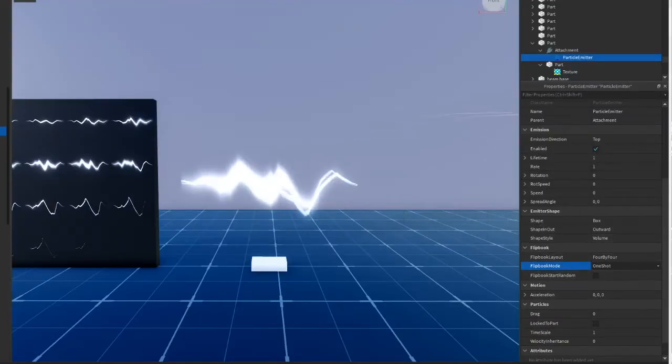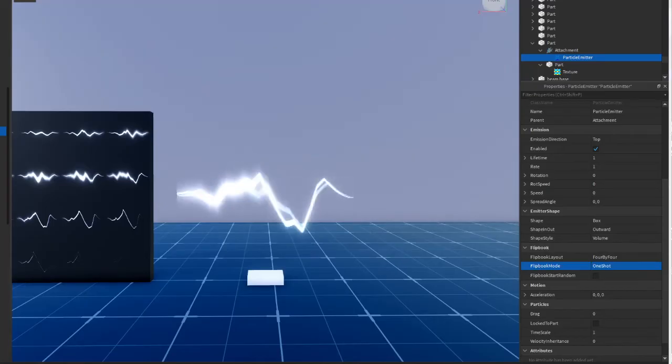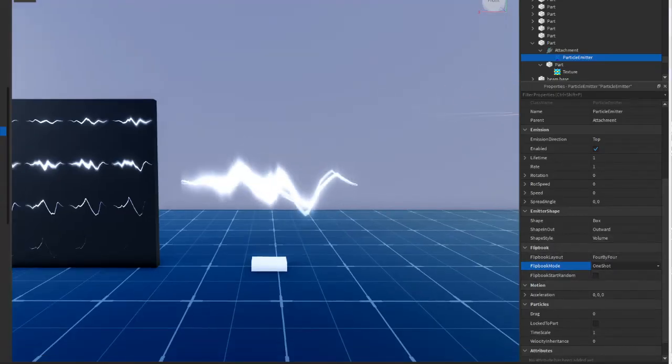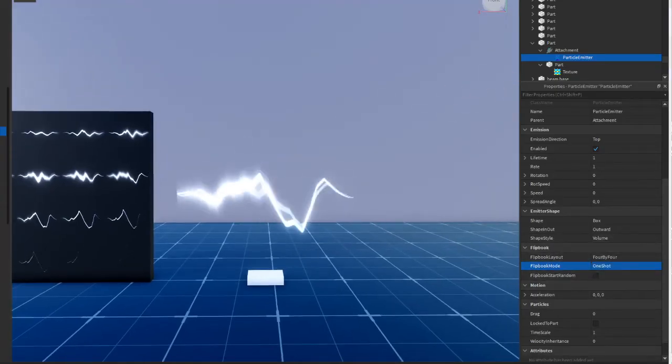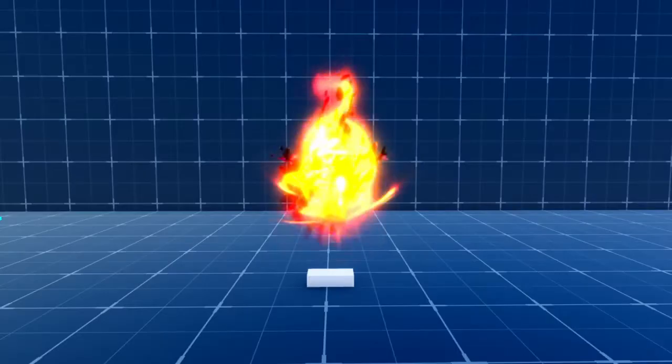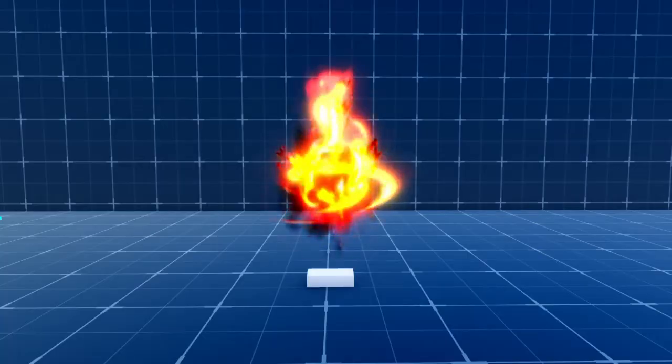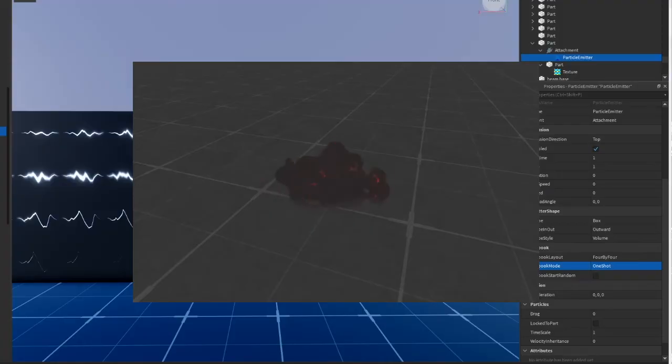One shot. This plays your current spreadsheet with the frame rate scaled to your lifetime. If you have 16 frames and your lifetime is 1 second, it will play at 16 FPS. If you have 16 frames and your lifetime is 2 seconds, it will play at 16 divided by 2, which is 8 FPS. Good for explosions or single burst stuff, or even just smoke that dissipates really easily.